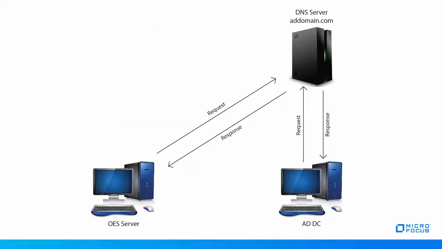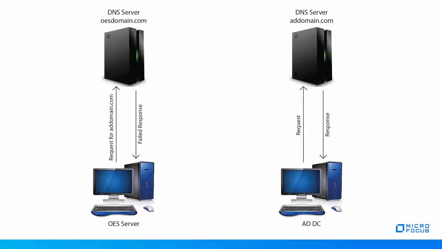Next is DNS. If you have your OES server and your AD domain controller configured for the same DNS server, things should go really well. If you have your OES server and your AD domain controller configured for different DNS servers, then you will need some additional configuration. The OES server needs to do DNS lookups to the AD domain. So, if you add forwarding from the OES DNS server over to the AD DNS server, then those requests can be fulfilled. Let's go ahead and take a look at my server.